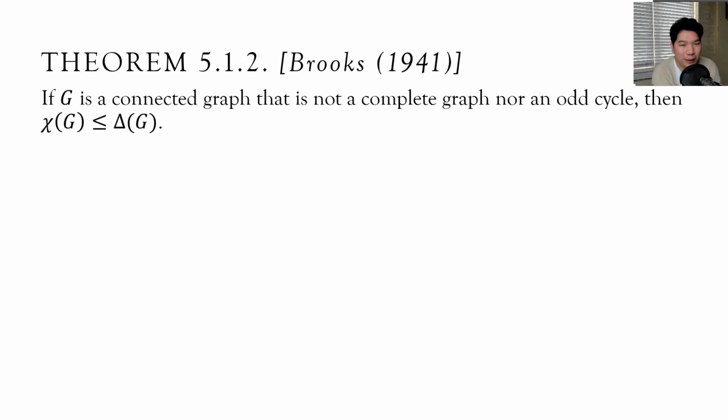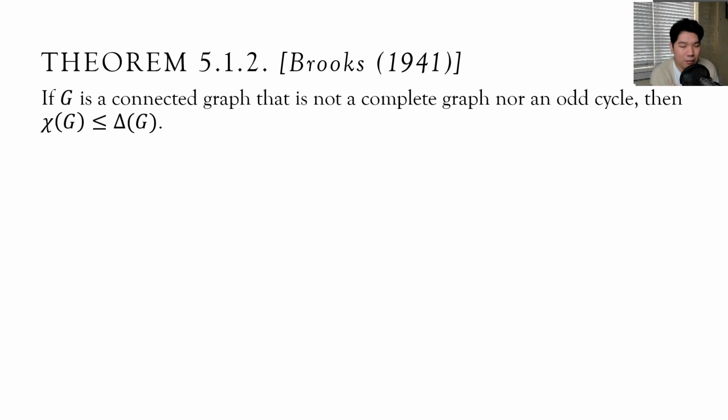Theorem 5.1.2, and it's called Brooks' theorem. If I have a connected graph that is not a complete graph, nor an odd cycle, so it's not a K_n, nor is it just a cycle with an odd number of vertices, then we actually have that the chromatic number is bounded above by exactly the maximum degree. So not just the maximum degree plus 1, but the maximum degree. So we have this here. All right, so this is Brooks' theorem.